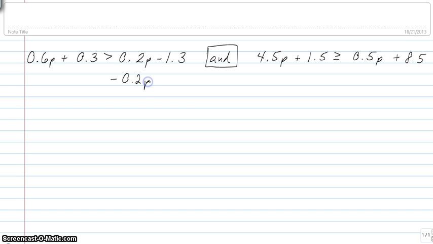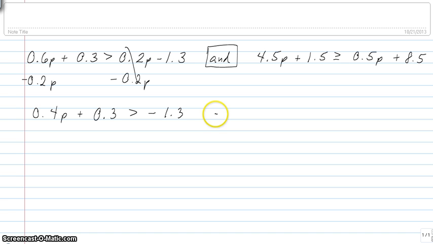So I'm going to subtract 0.2p, and it'll kill it off on the right hand side. So we'd have 0.4p plus 0.3 greater than negative 1.3.